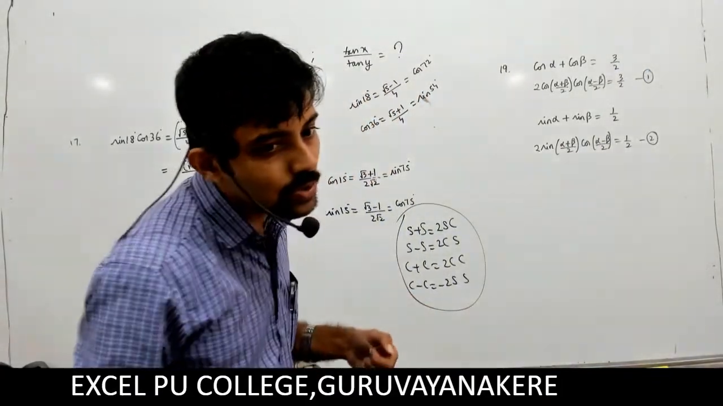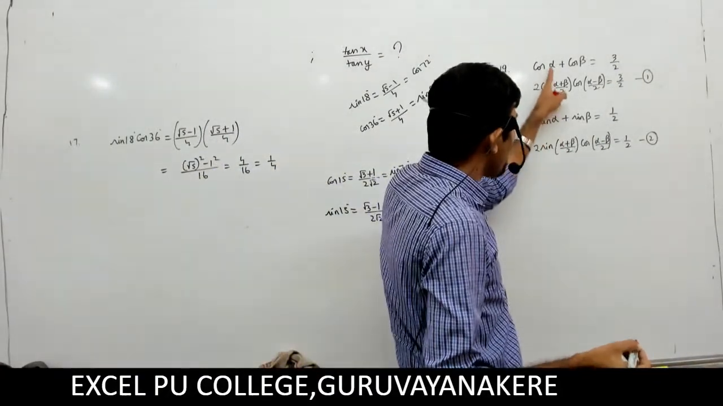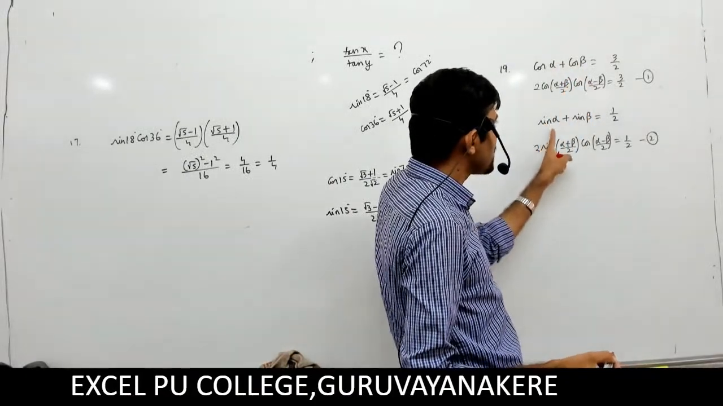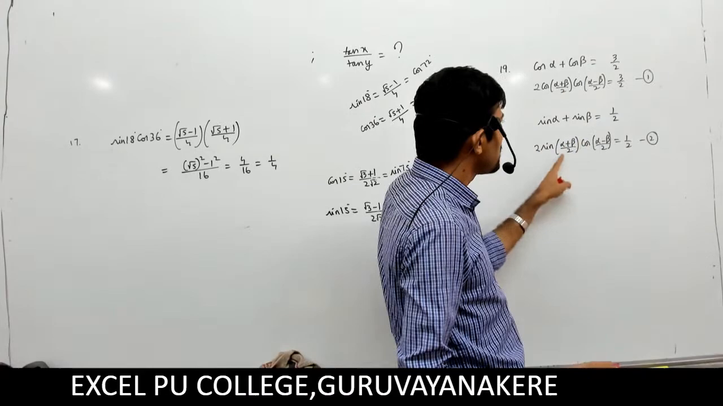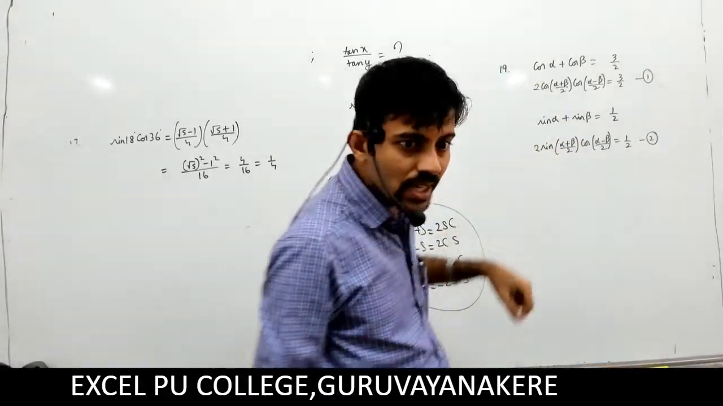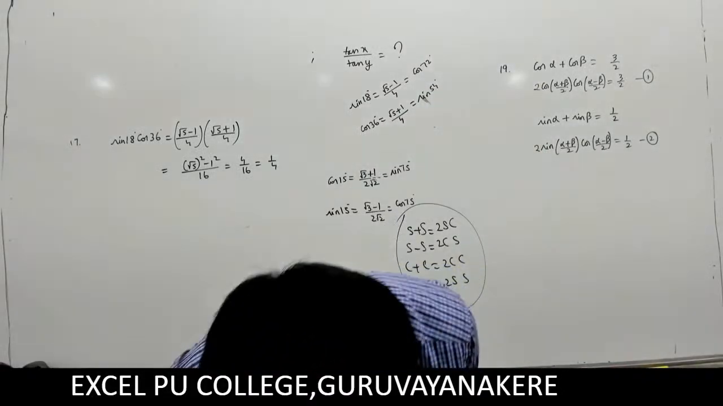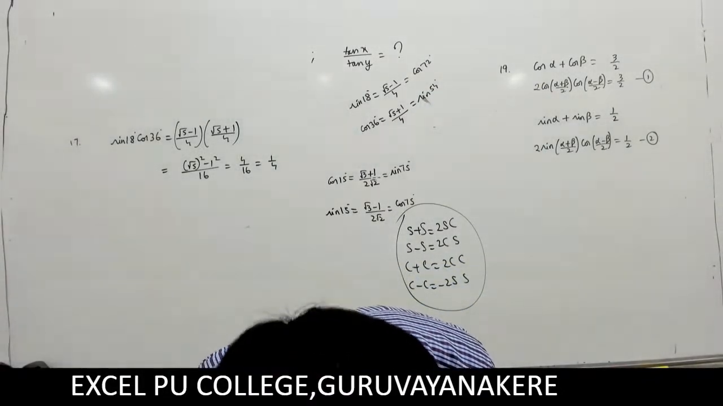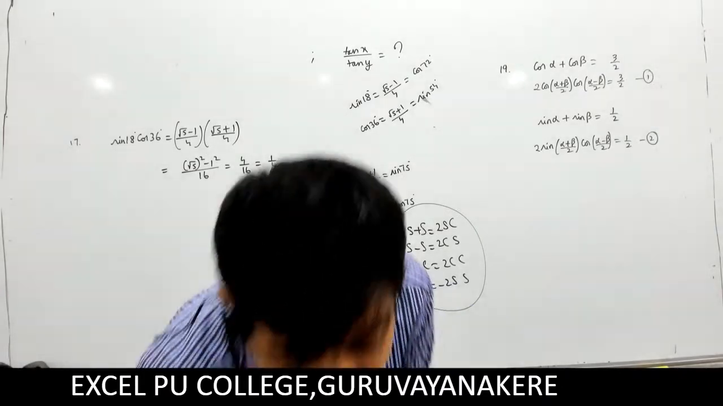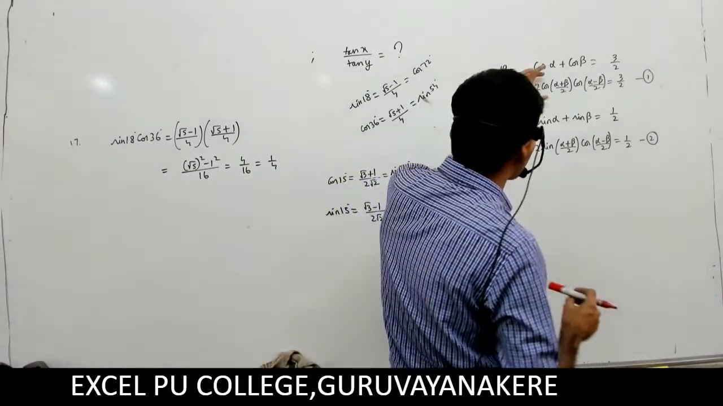C plus C is 2cc: 2 cos, add the angles, divide by 2, cos of, subtract the angles, divide by 2. Here S plus S is 2sc. Divide one by the other. Divide equation 2 by equation 1. You can get the value of tan function, then you can find sin 2 theta. Our aim is to find the value of sin 2 theta.